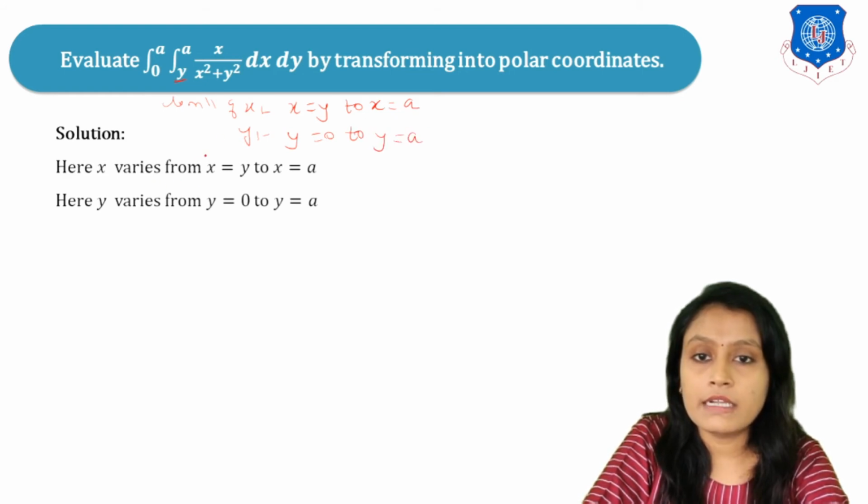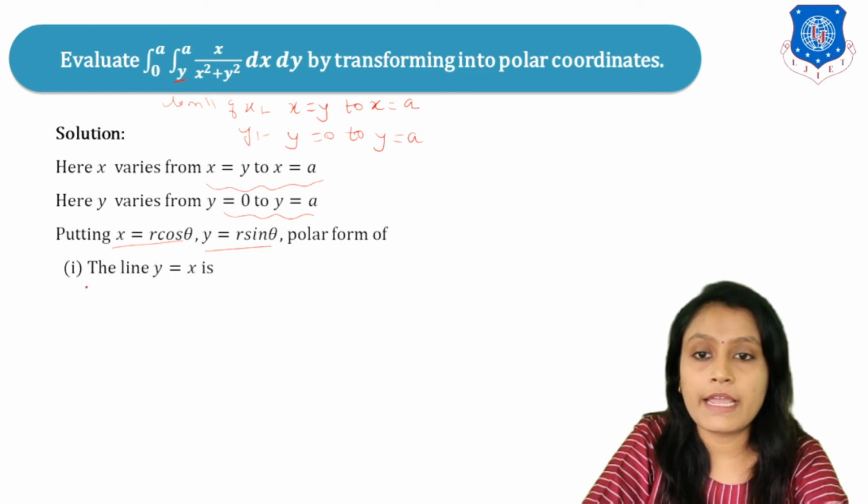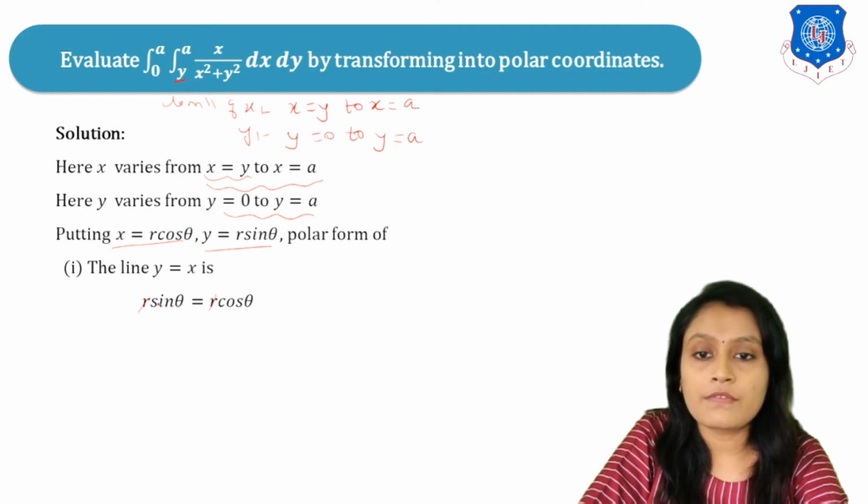So we can say that x varies from y to a and y varies from 0 to a. Now putting x equals r cos theta and y equals r sin theta, we will convert everything into polar form. So you will get from this x equals y. Okay, so consider this line y equals x. Now in place of y, substitute r sin theta. In place of x, r cos theta. This r will get cancelled. So what will remain?